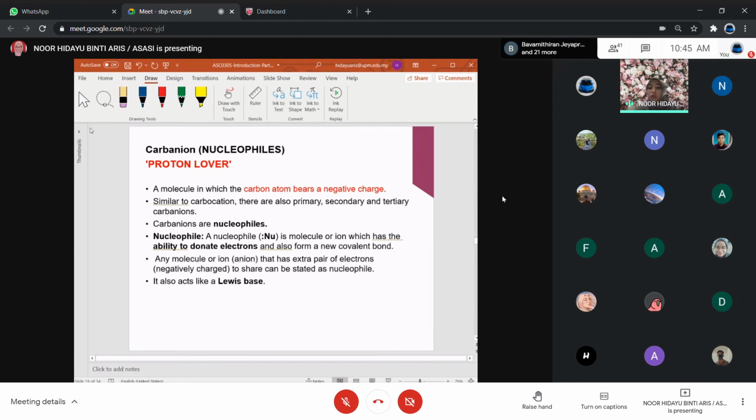So a molecule in which the carbon atom bears a negative charge, similar to carbocation, there are also primary, secondary and tertiary carbanion. Carbanion are nucleophile. Nucleophile is a molecule or ion which has the ability to donate electron and form a new covalent bond. So any molecule or ion that has an extra pair of electron to share can be stated as nucleophile. So it also acts as a Lewis base.